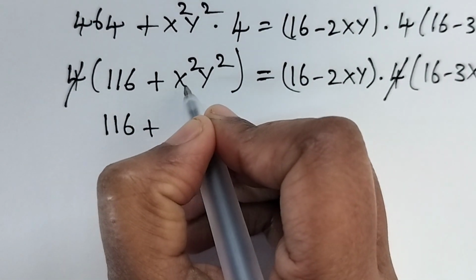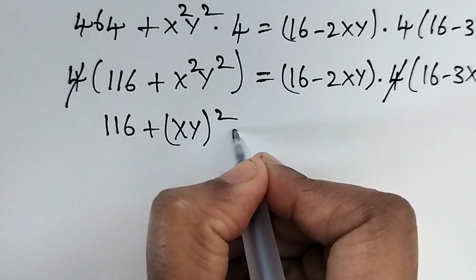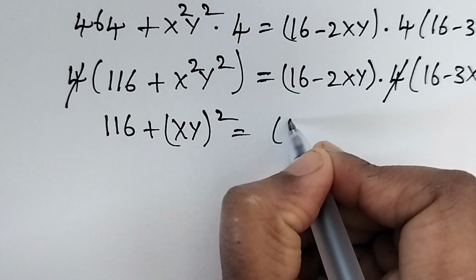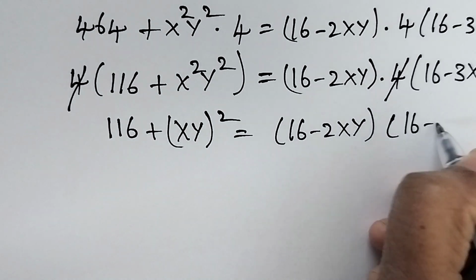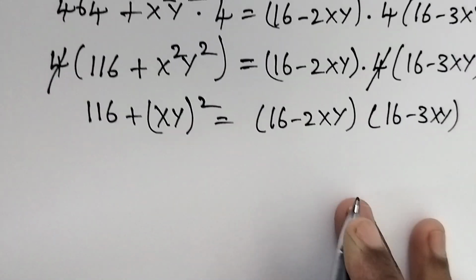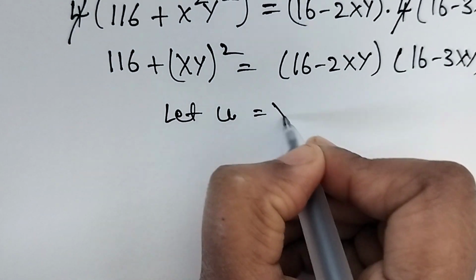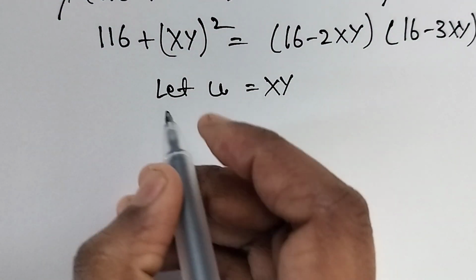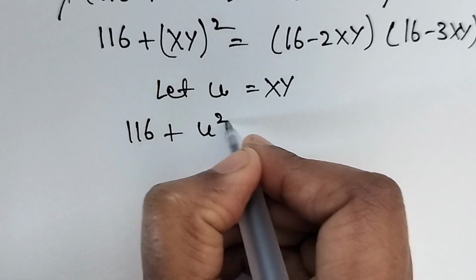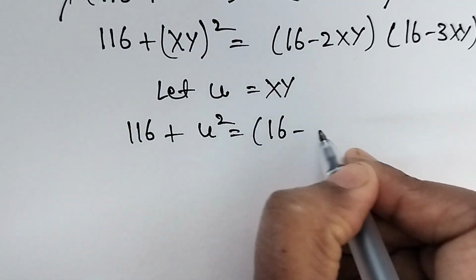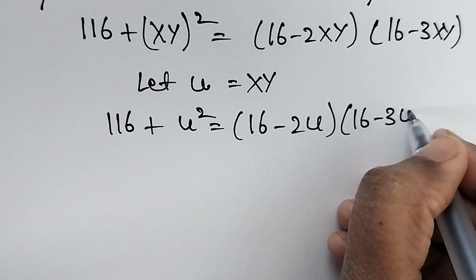So 116 plus x square times y square, we can write as xy whole to the power of 2, is equal to 16 minus 2xy times 16 minus 3xy. So now let us consider u equals xy. So in place of xy we will write u. Now it will be 116 plus u square is equal to 16 minus 2u and 16 minus 3u.